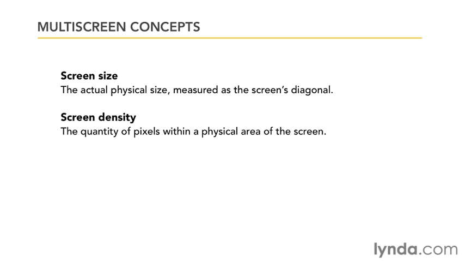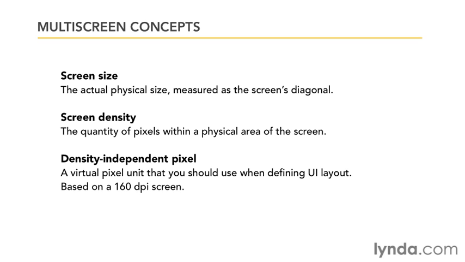Android has a concept of a density-independent pixel. This is a virtual pixel unit that you should use when defining your UI layout. And this is based on a 160 DPI screen. And when you use this density-independent pixel, the Android system will automatically change the size of these objects so that they look the same on different devices.